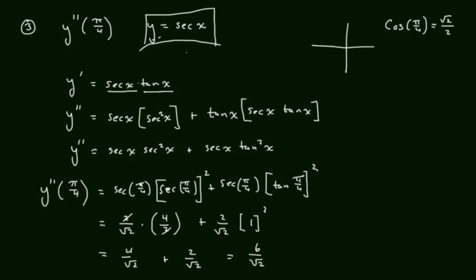Now you can leave it like that. There's no reason we have to rationalize the denominator. I will, just in case that's how you're comfortable with finishing it out. So this is going to be 6 rad 2 over 2, or 3 radical 2.